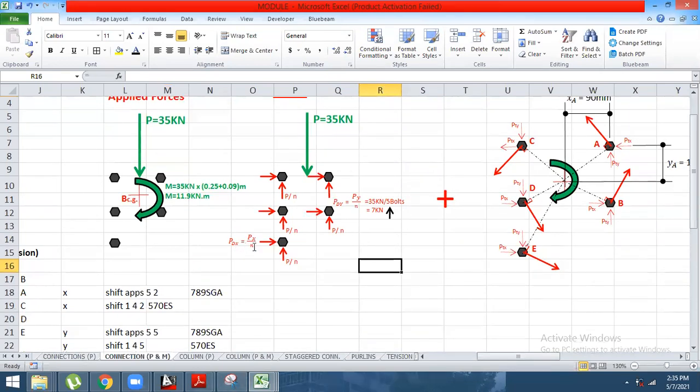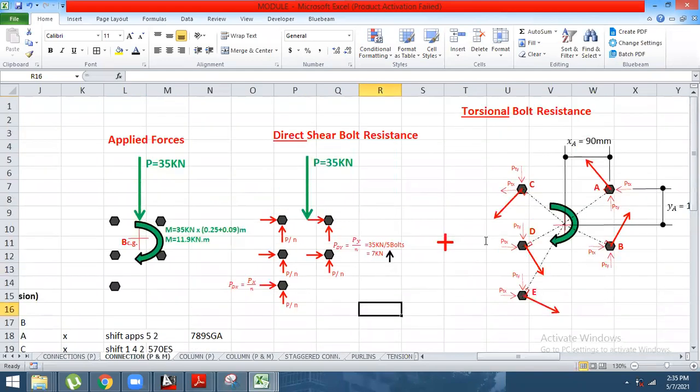so why did you put PDX, sir? Here, sir, wherein Px divided by N. That is the horizontal force to be resisted by the bolts if there is a horizontal force applied on the system. However, in our problem, there is no horizontal force. So therefore, just treat this PDX, the horizontal force resisted by each bolt, as 0. Okay? So that is the direct shear bolt resistance.